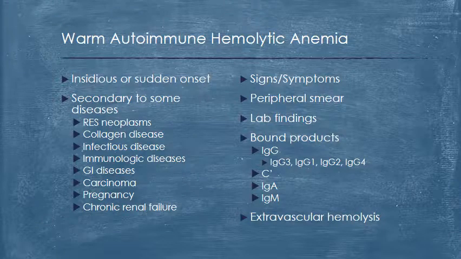Now, the onset of warm autoimmune hemolytic anemia can be either insidious or sudden. It can be secondary to certain diseases, and you can see the list of diseases that are associated with the development of these. You can have some kind of RES neoplasm, or reticuloendothelial system neoplasm. Those include things like chronic lymphocytic leukemia, Hodgkin's disease, non-Hodgkin's lymphoma, myelofibrosis, and myelodysplastic syndromes. Those are all associated with an increased risk of WAIHA.